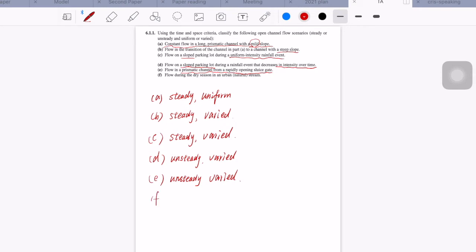For F, the flow during the dry season in an urban stream. So this should be a steady, varied flow. So we have done this problem.